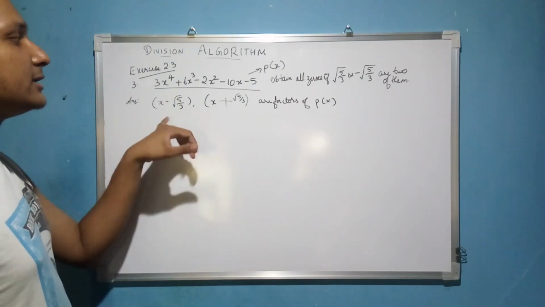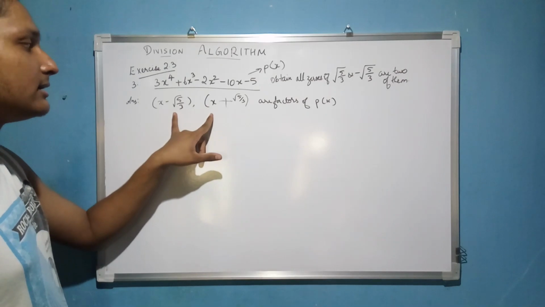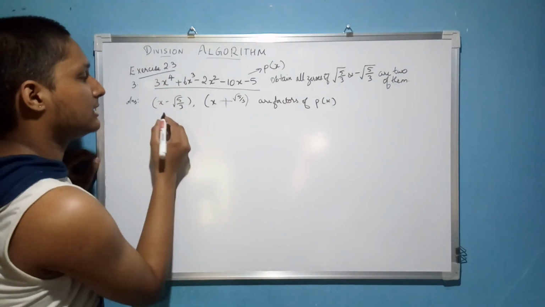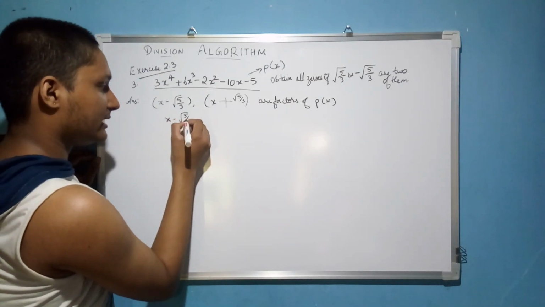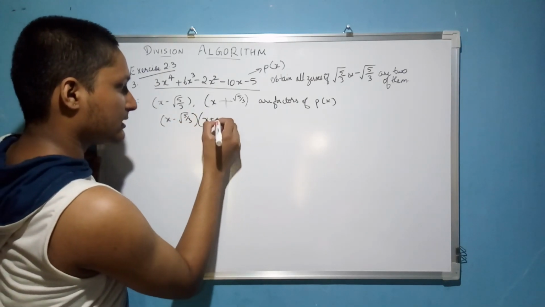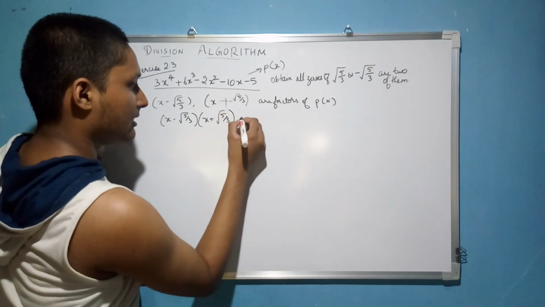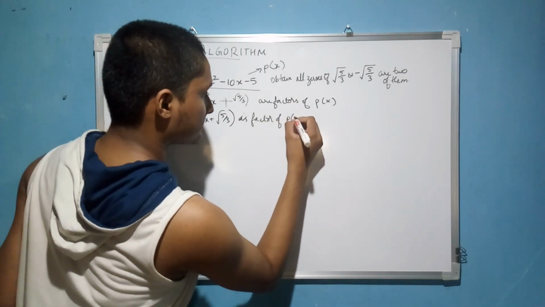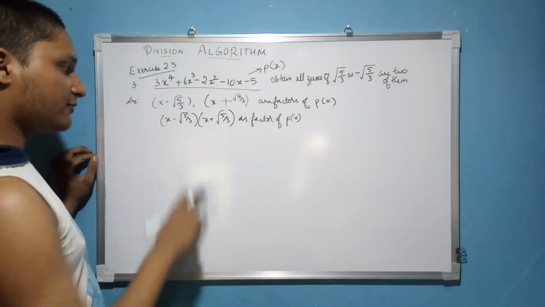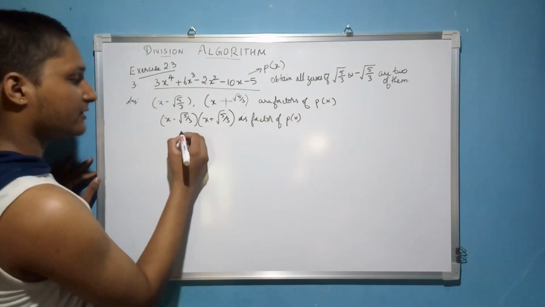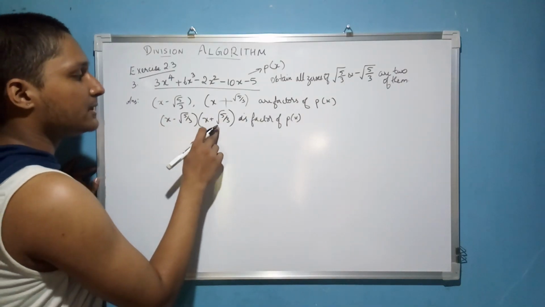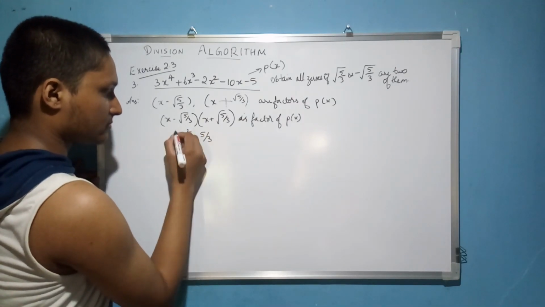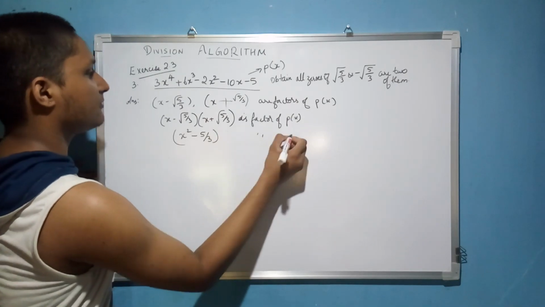So you found out that these are two different factors. So you can just tell that the product of these two factors is also a factor of the given polynomial, that is x minus root of 5 by 3 into x plus root of 5 by 3 is a factor of p of x. What is x minus root of 5 by 3 into x plus root of 5 by 3? That is a minus b into a plus b. That comes to be a square minus b square. Okay, it is a factor of p of x.